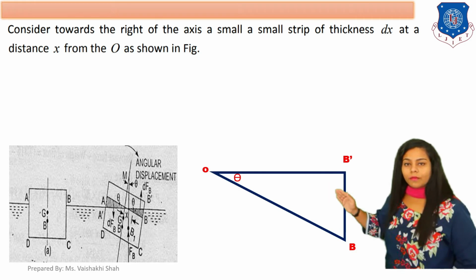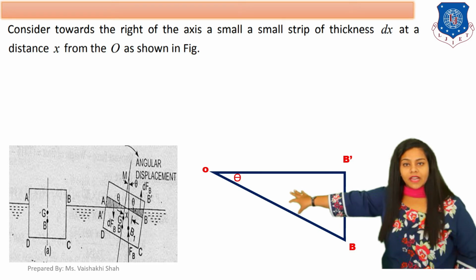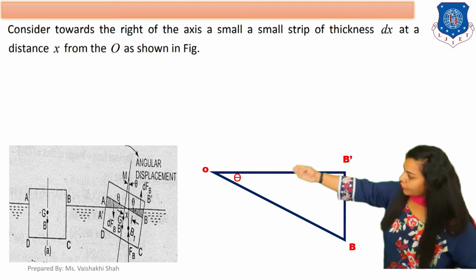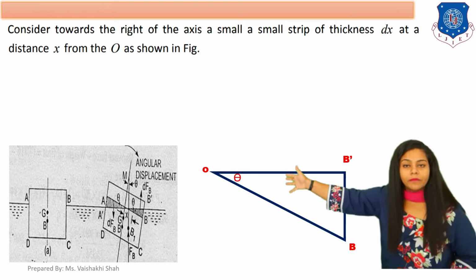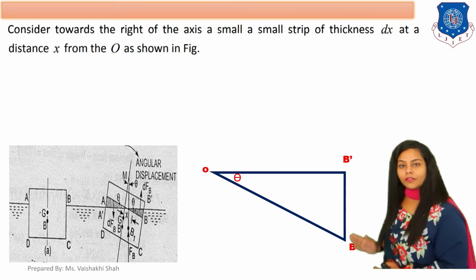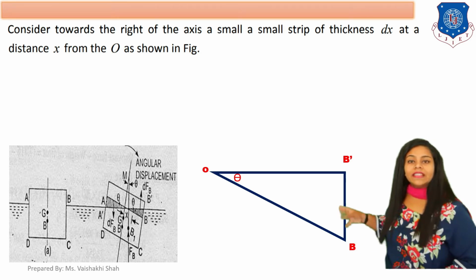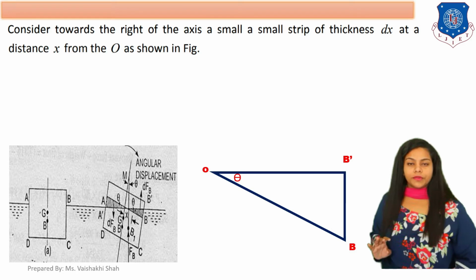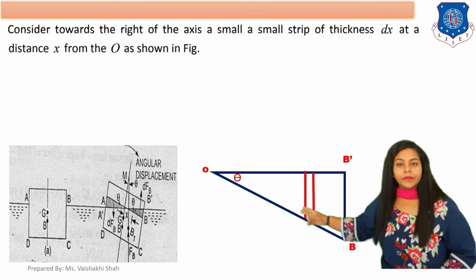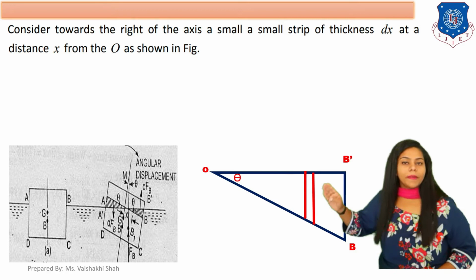Now in triangle OB'B, the angle is theta. This is an enlarged view of your triangle OB'B. In the diagram we already indicated the triangle OB'B, and this is the enlarged part of that triangle. Now in this triangle, we divide it into a number of small strips. Here we are considering a single strip. As you can see, this is a strip. We are selecting a single small strip in triangle OB'B.